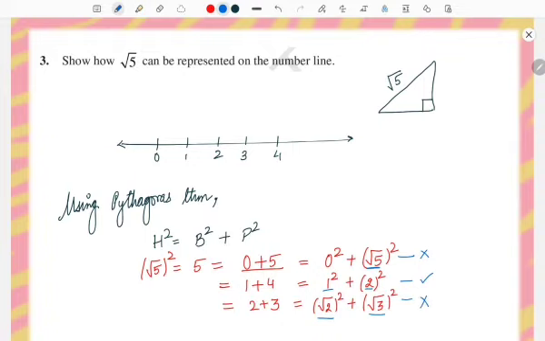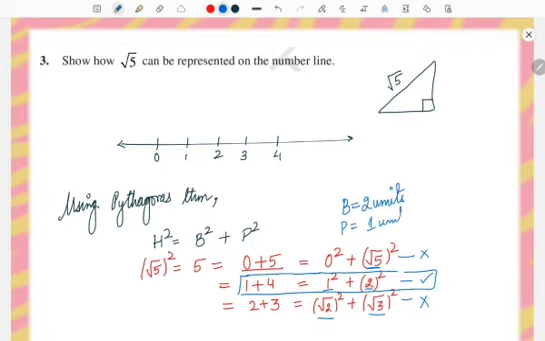So we are going to consider this case where I can take base as 2 units and perpendicular as 1 unit, to find hypotenuse as √5, so I can plot a point which shows √5 on the number line.